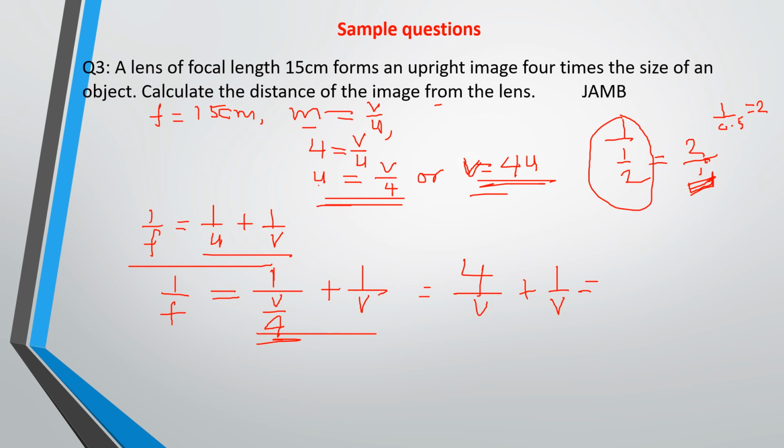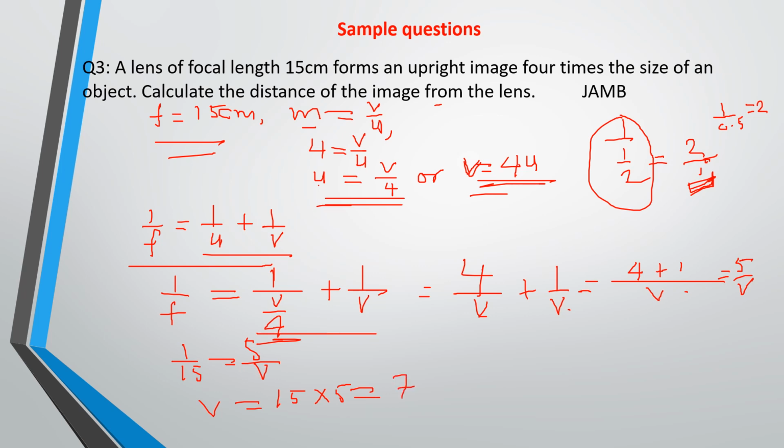So now find the LCM of this. LCM is V. V into V is 1, so this will give us 4, V into V is 1, plus 1. So this gives us 5 over V. Remember, we are given the focal length to be 1 over 15. So substitute that in here. So you have 1 all over 15 equals 5 over V. So your V now will be equal to what? 15 multiplied by 5. By the time you solve that out, you are going to have that V is equal to 75 centimeters. So this is the image distance, 75 centimeters.